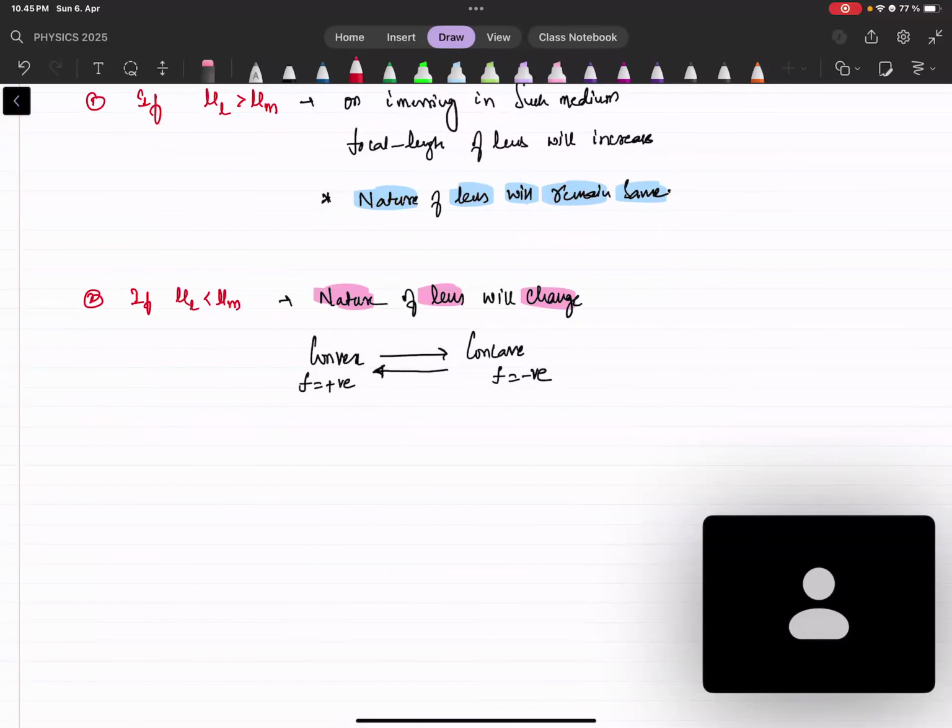Clear? Third condition. If the refractive index of the lens is exactly matching the refractive index of the medium, then what will be the focal length, beta? Focal length will become infinity. That means the lens will vanish. Lens will vanish. Light will travel undeviated.